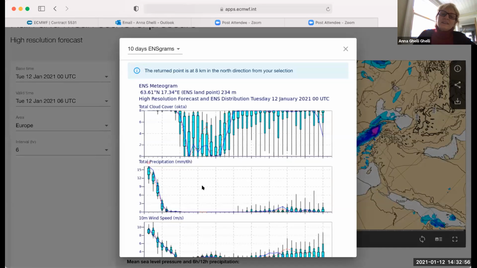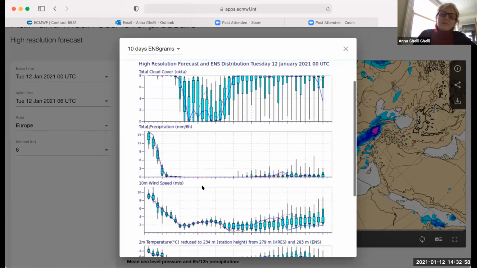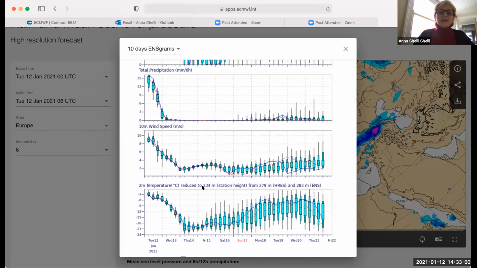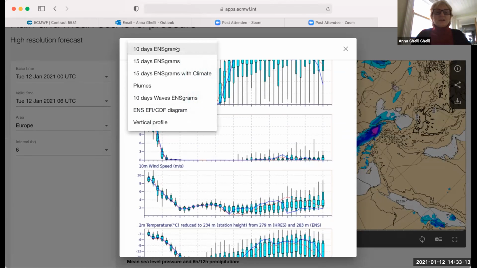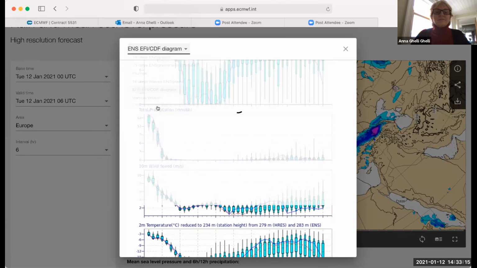I get an EPS gram, first of all. This is my wind speed, this is my precipitation here. Now, because we are interested in linking the map of the EFI to the CDF, we're going to look at the CDF.